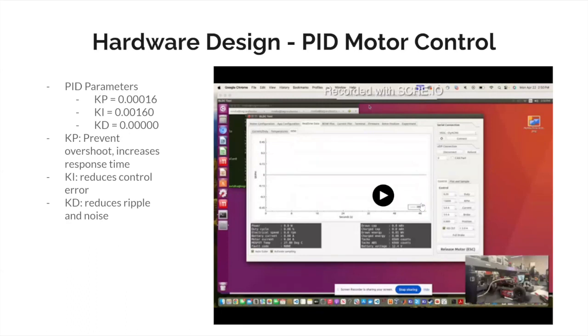But we were not able to create a function in the VESC software for us to be able to do that. So we had to tune our PID at a specific RPM value. And we decided that the middle ground that we would do it at is 10,000 RPM. So that is what this is showing.